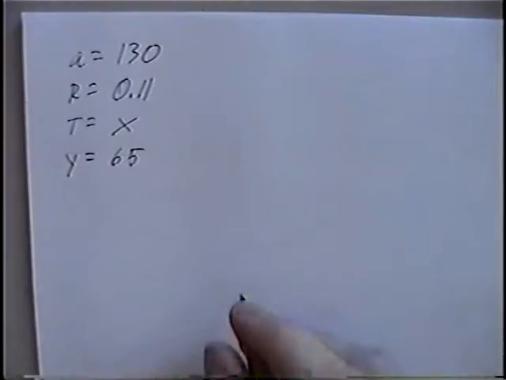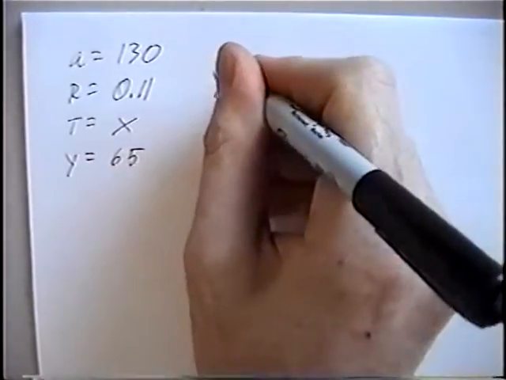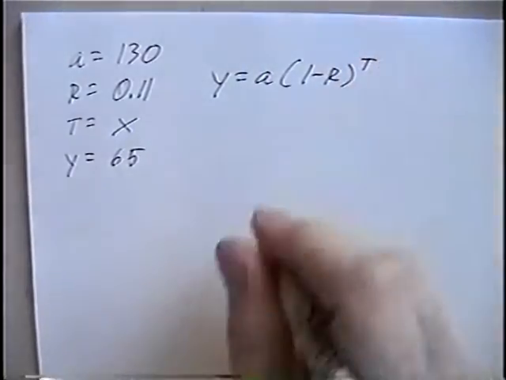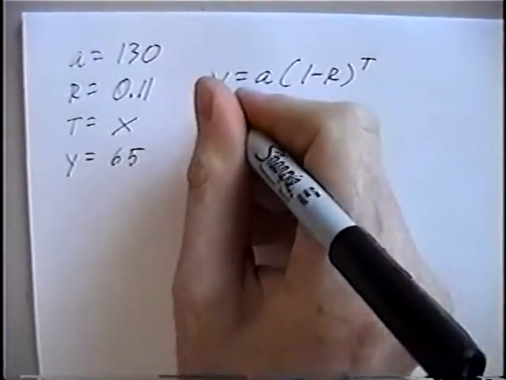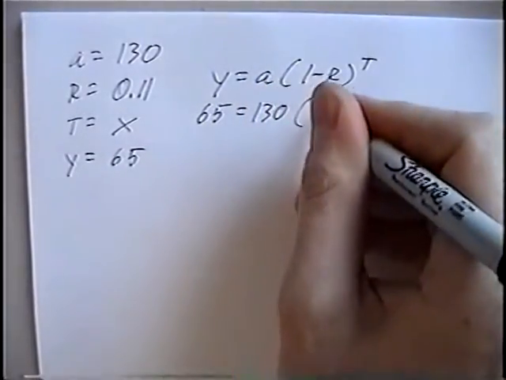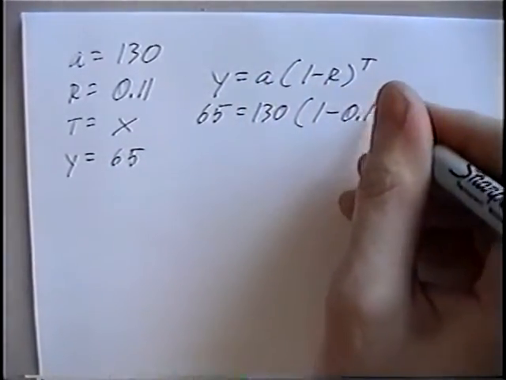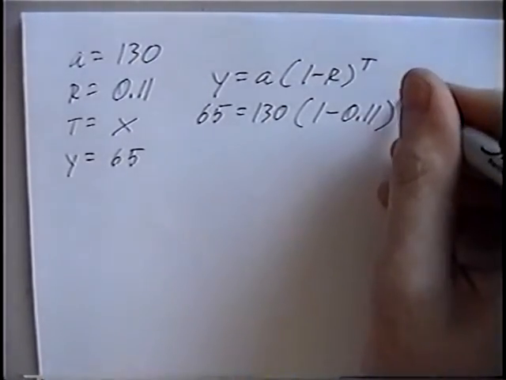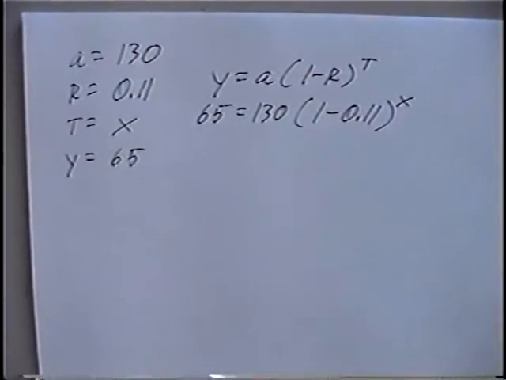Plugging the numbers into the formula, y equals a parentheses 1 minus r to the t power. Y would be 65. The initial amount would be 130. The rate would be 0.11. And the time is what we're solving for, which we'll use the variable x.